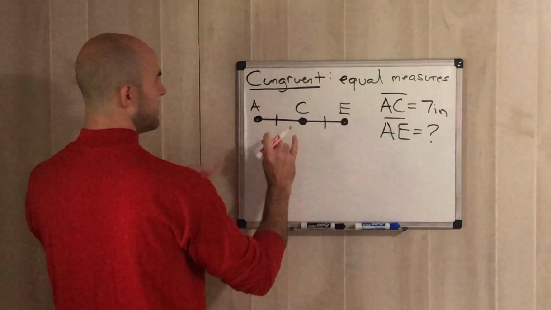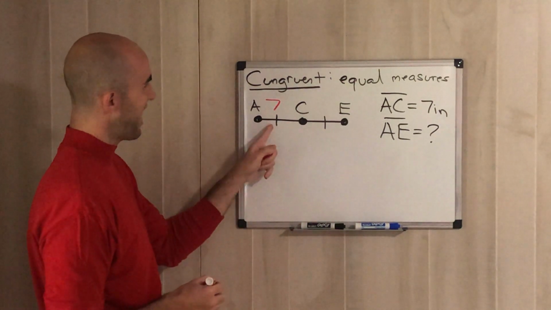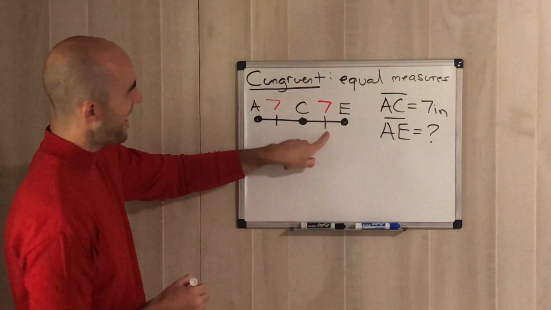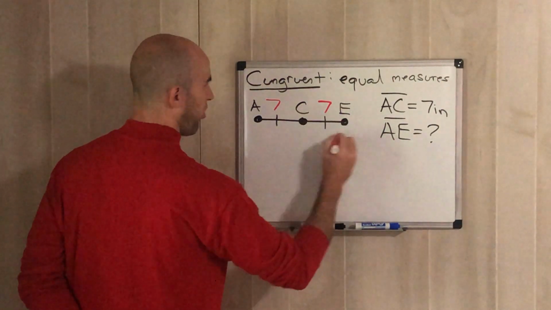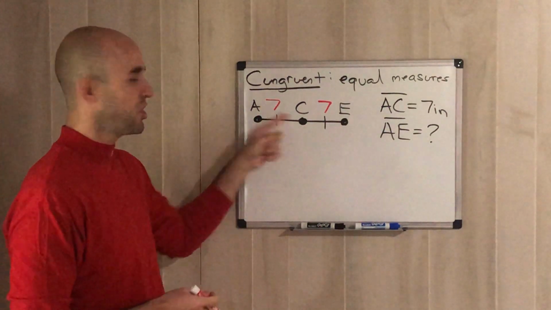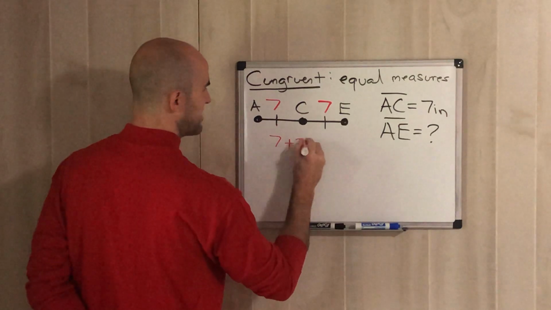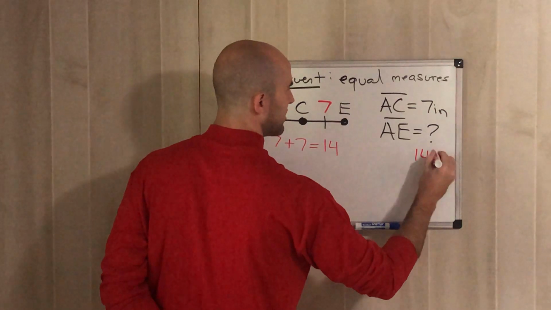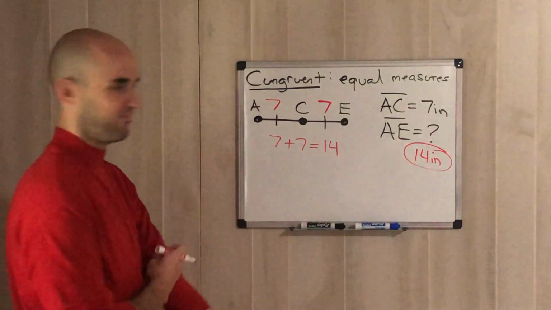We know that AC is 7. And since they're congruent, if AC is 7, then CE is going to be 7, because if that's congruent to that, they're both exactly the same. Now, since we want to find AE, this whole thing, always remember, whenever you want to find the whole thing, you add. So if that's 7 and that's 7, we know that 7 plus 7 equals 14. So our answer would be 14 inches. Because again, whenever you're trying to find the whole thing, AE, you add.